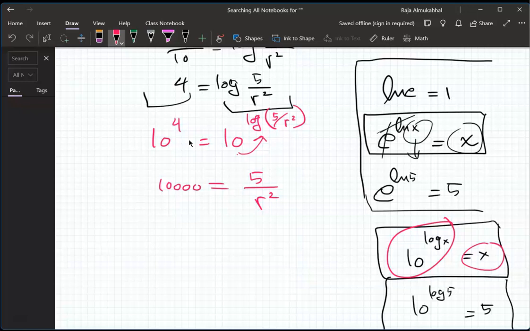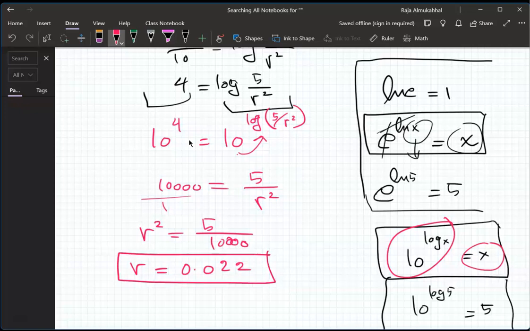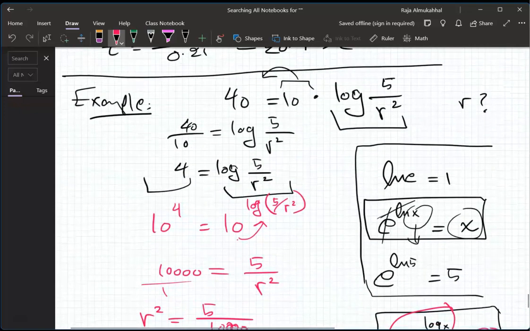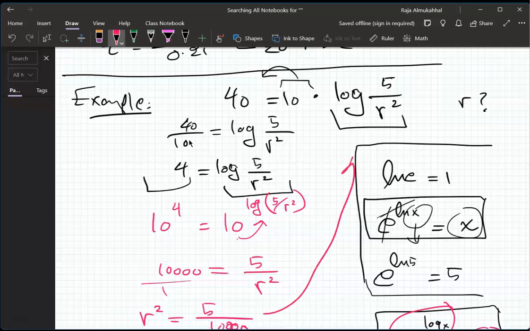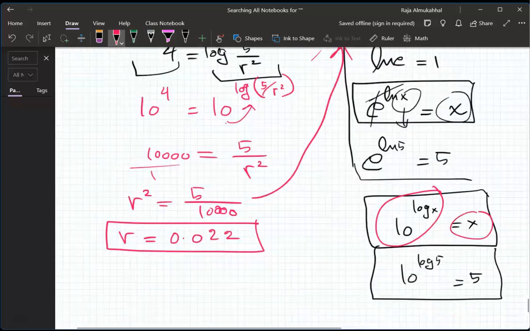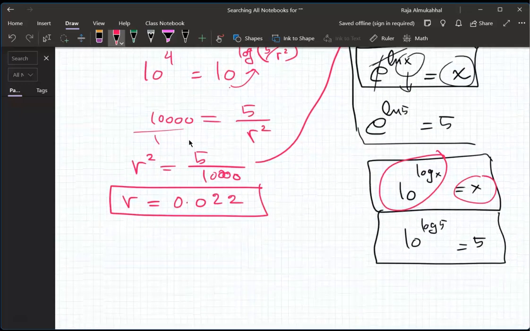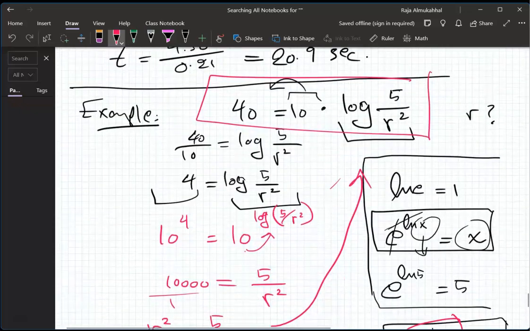And all you need to do now is it just becomes a simple problem, cross multiply maybe, or whatever. So you can solve for r squared is equal to 5 over 10,000. And then when you work it out, r is equal to 0.022. And there we go. That's the value of r. Again, to check, all you need to do is go back to the original equation, that one right here, and put in that value of r, the one we just got, and see if you get the same answer. You see what I'm saying?